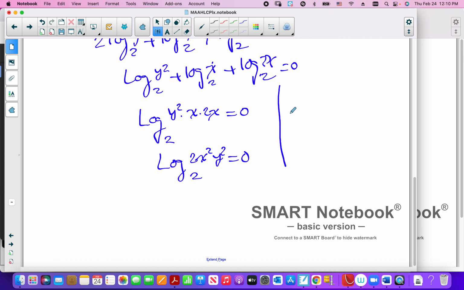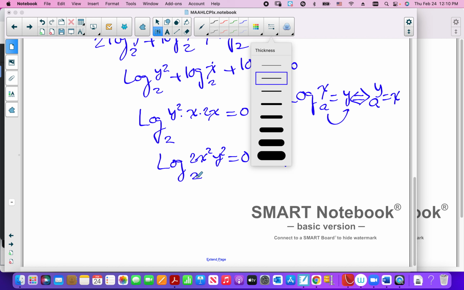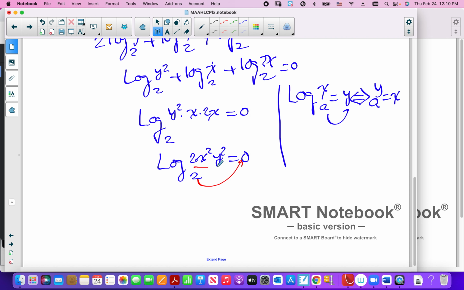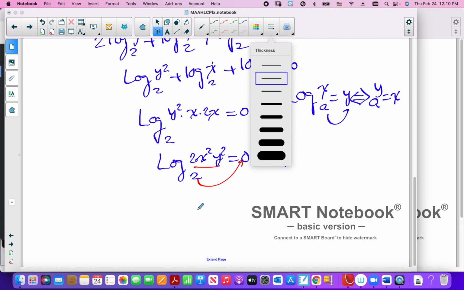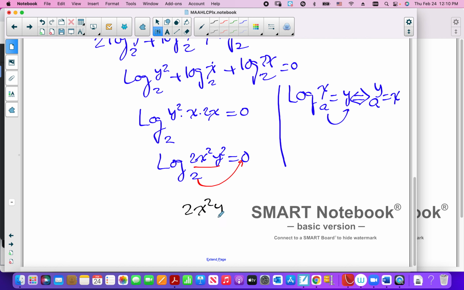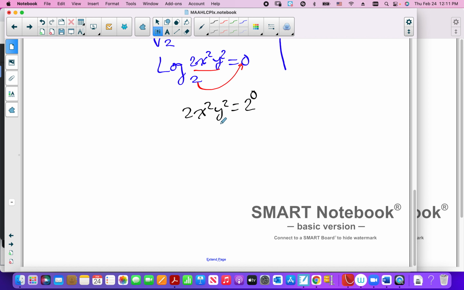Using the basic definition of logarithm, log x base a is equal y if and only if a to the power y is equal x. This to this power is equal to the logarithm. Likewise, 2 to the power 0 is equal to the logarithm, which is 2x squared. So I can write this one as 2x squared y squared is equal to 2 to the power 0, and 2 to the power 0 is 1.